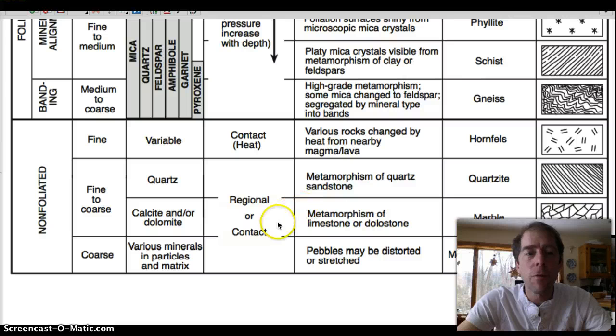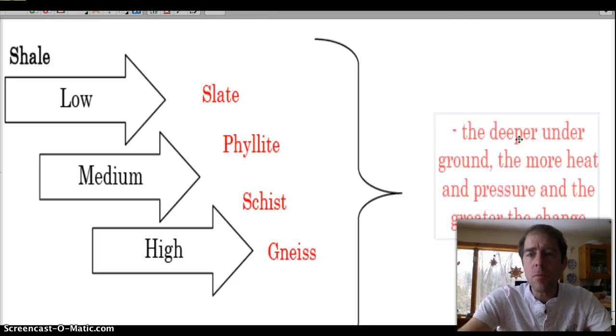The non-foliated ones we decide based on their composition, what they're made out of. And we can see that quartz makes up quartzite, calcite makes up marble. And again, here's that test. We can test for calcite with that acid test. So you can find out whether it's marble or quartzite based on whether it bubbles with acid. And then you have metaconglomerate, which is basically just conglomerate metamorphosed. So that gives us sort of our breakdown.